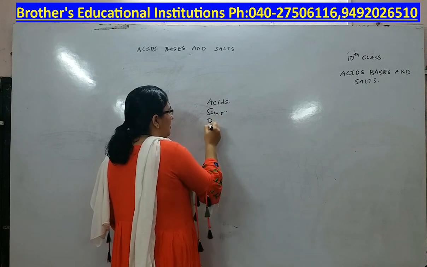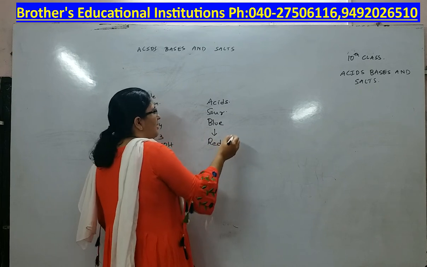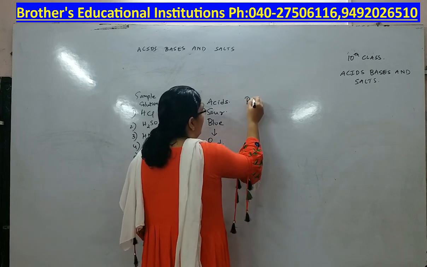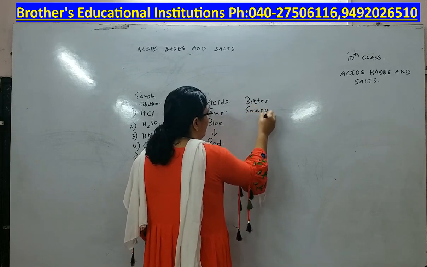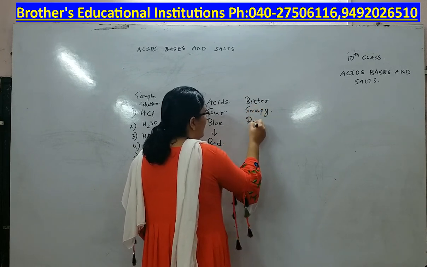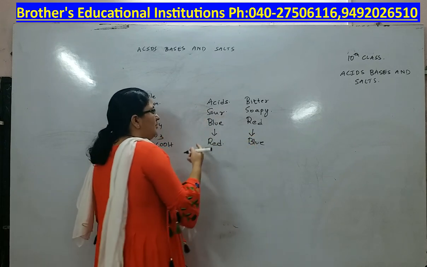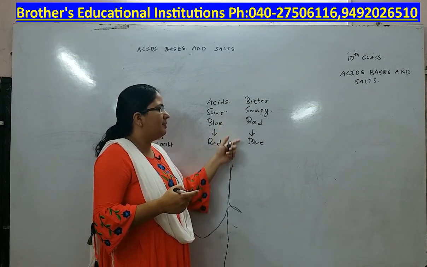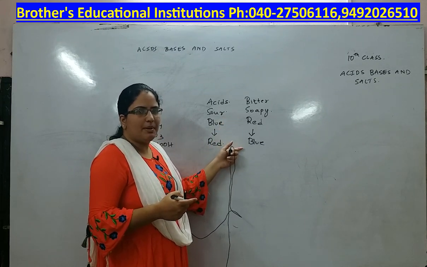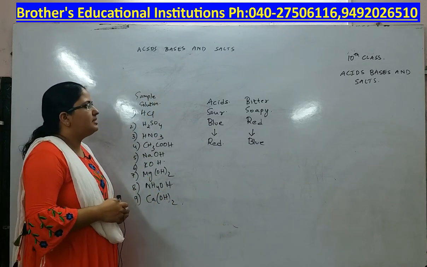They turn blue litmus paper to red litmus paper. Bases are bitter to taste, soapy to touch, and turn red litmus paper to blue litmus paper. Acids turn blue litmus paper to red litmus paper. Bases turn red litmus paper to blue litmus paper. Okay, that's about acids and bases.